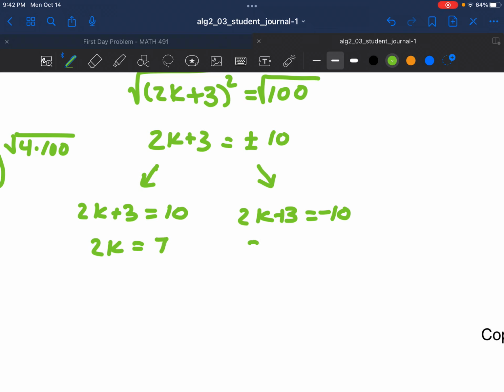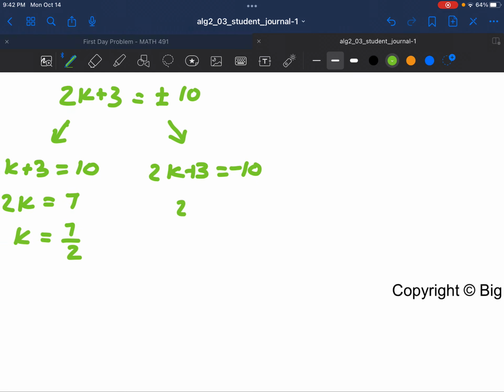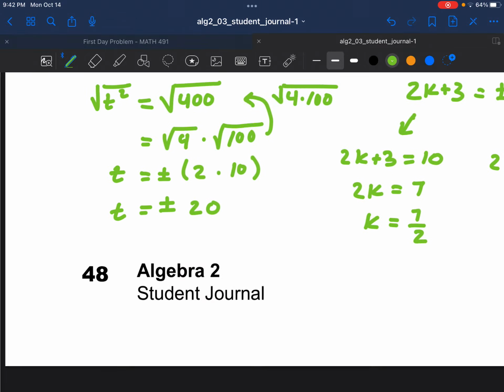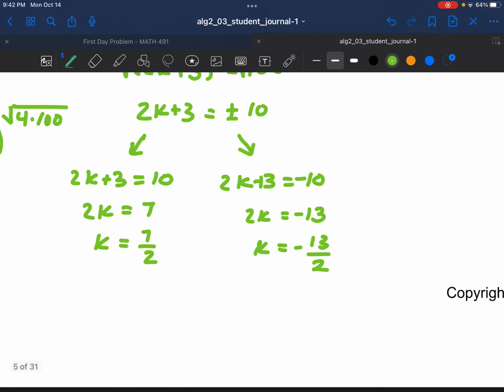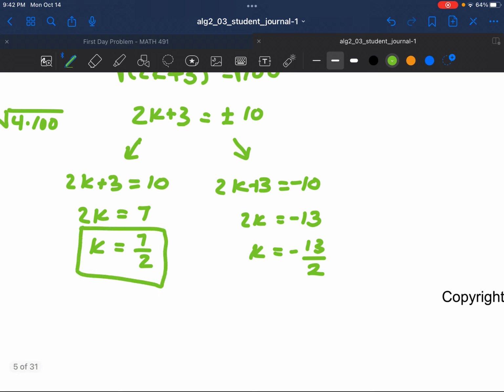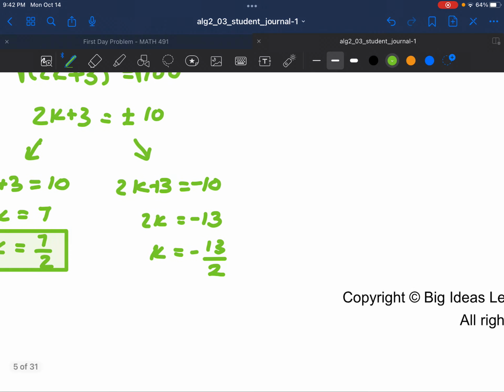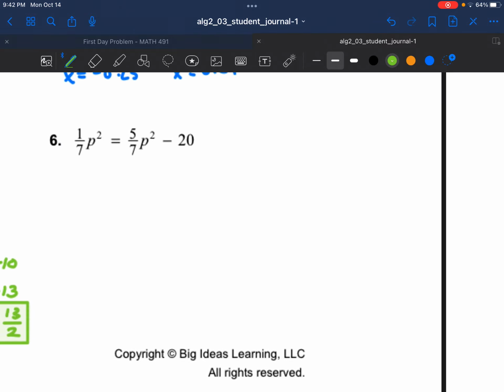So 2k, subtract 3, that's 7. Here, we'll do one at a time. And then k equals 7 over 2. This one we will have 2k equals negative 13. So k is equal to negative 13 over 2. Okay, I'm going to go ahead and box these solutions here. Okay, there's our first one. Here's the second one. Here is our third one.